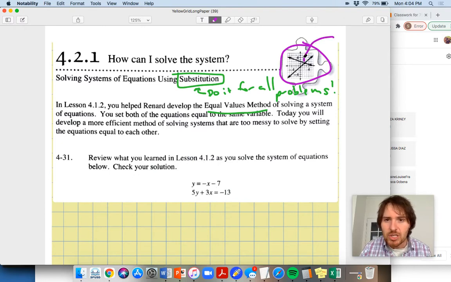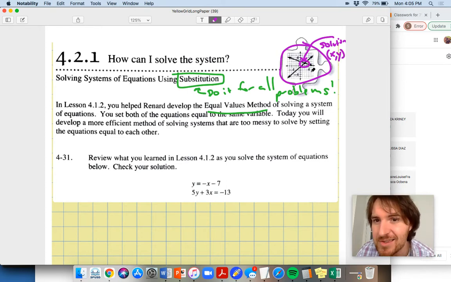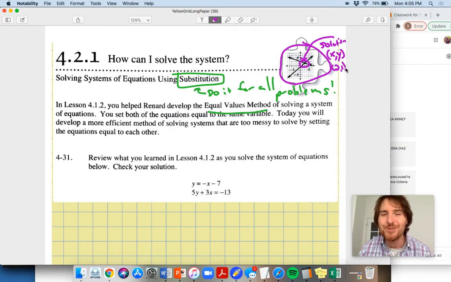Your solution is the point of intersection, right? This is your solution to a graph of systems. That's why, when you get a solution to a system, you need your x value and your y value, and those are just the coordinates here. If I look at this system, it looks like the solution to my system up here is 2, 1. So my solution to this system is 2, 1. Simple as that.